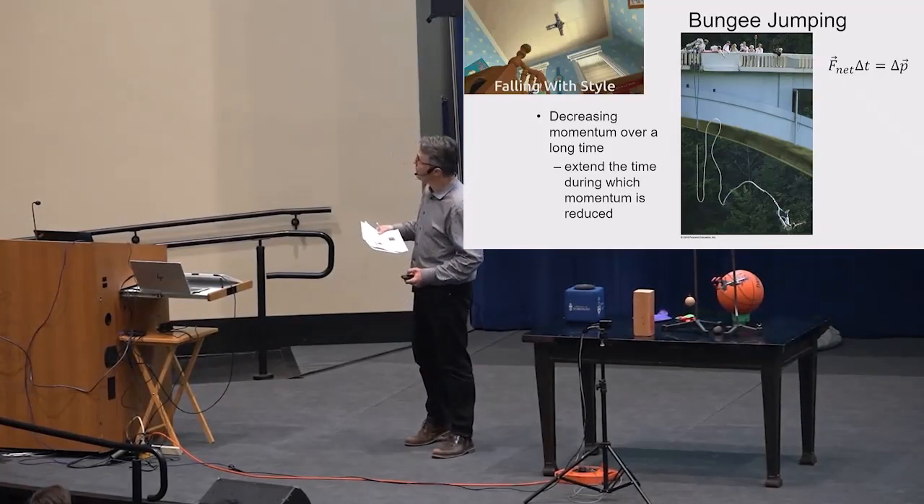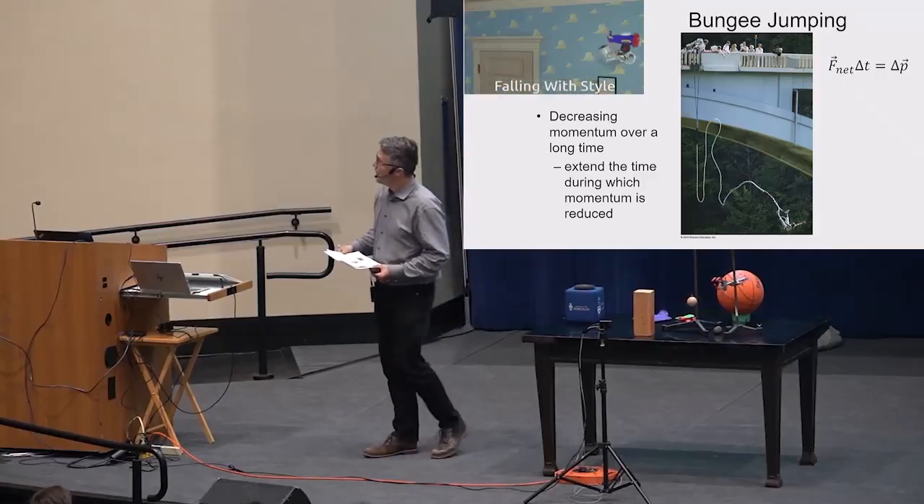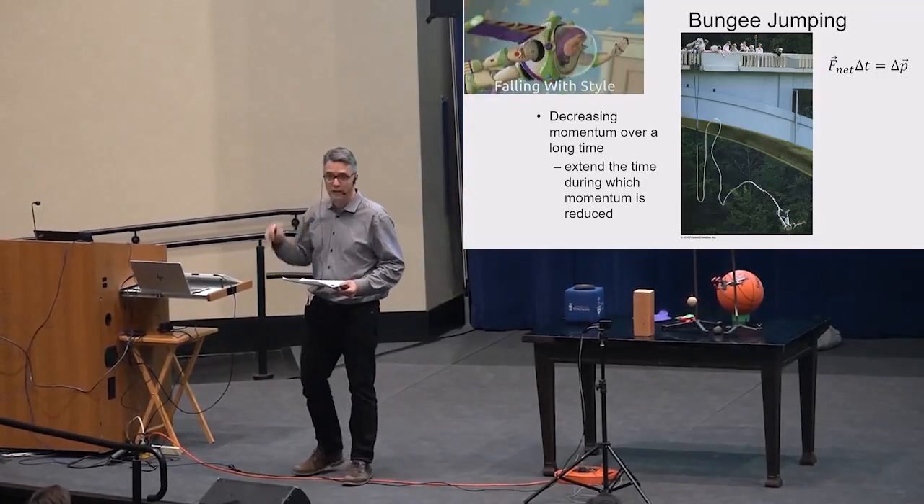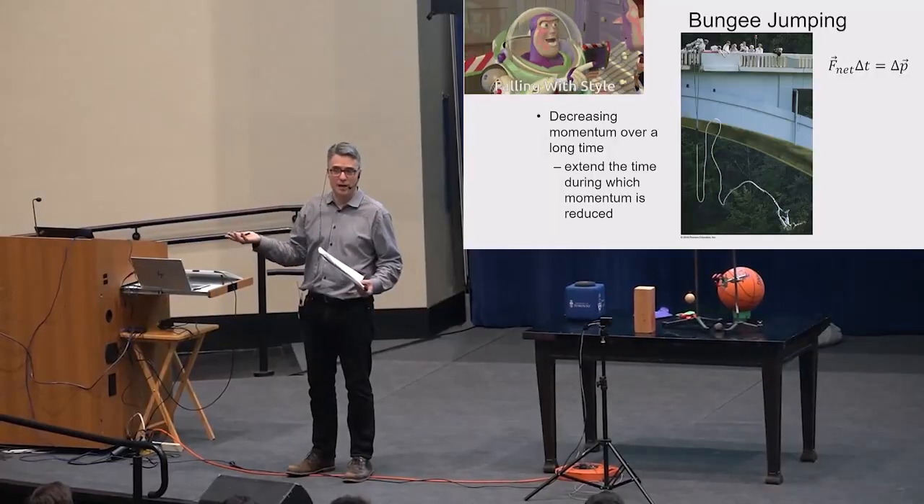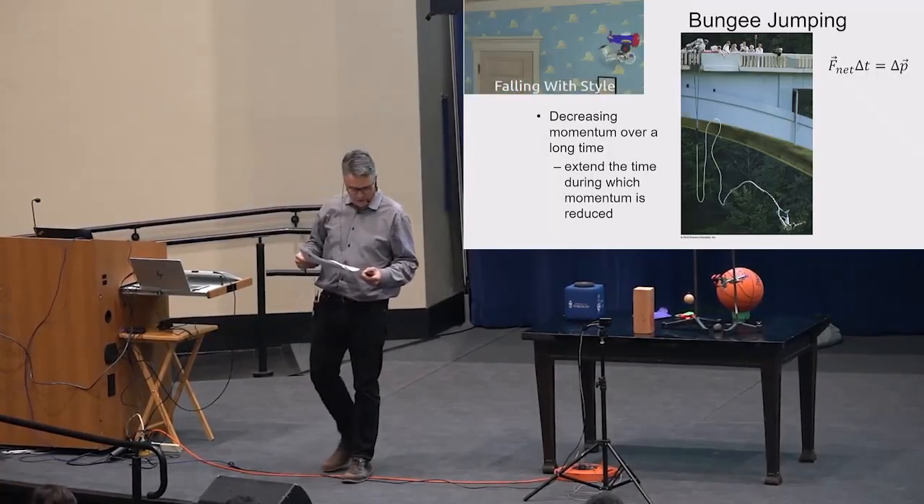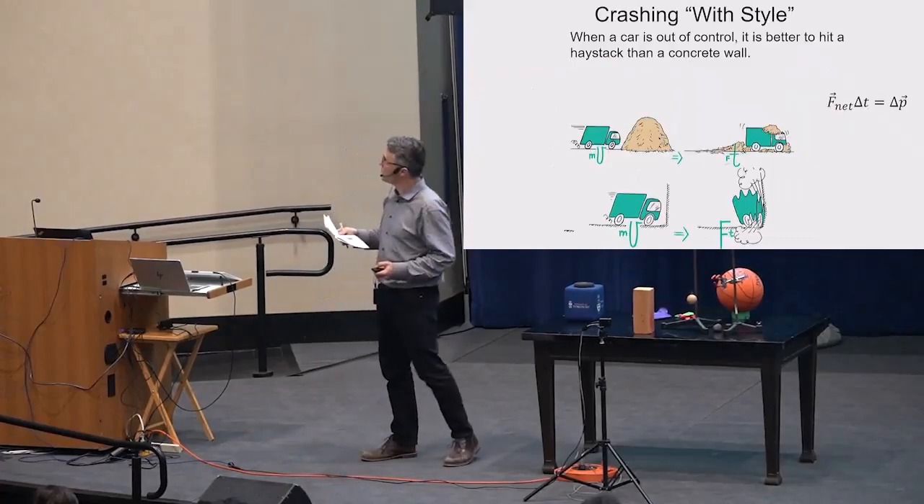So you decrease the momentum over a long time and extend the time during which the momentum is reduced. So if you've got a fixed delta P, you have to stop, but delta T is longer. And this is the same with airbags and crashing.